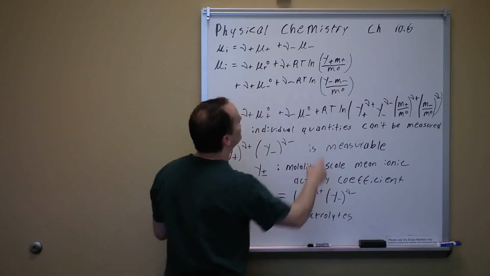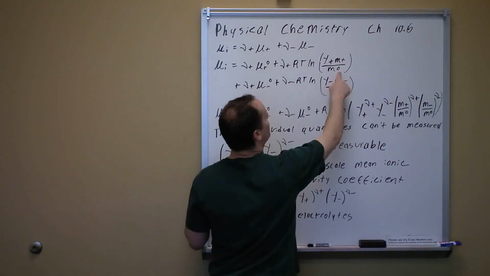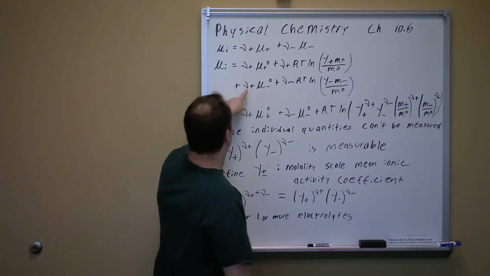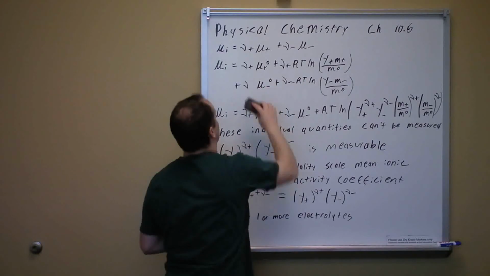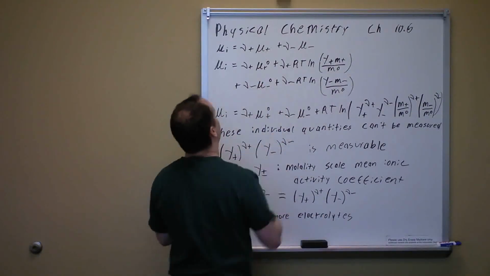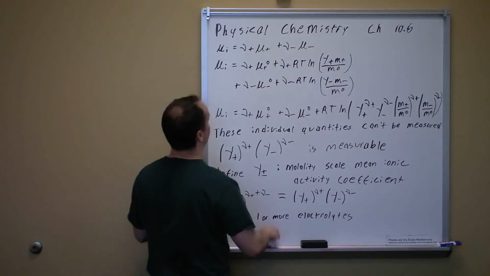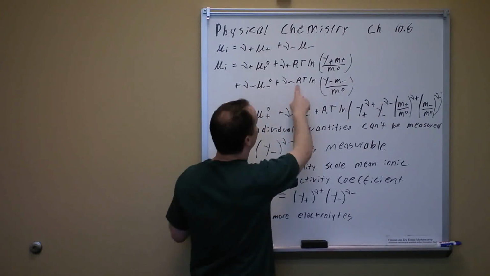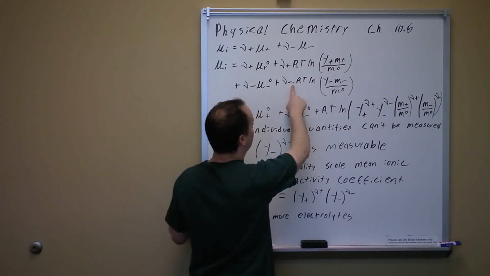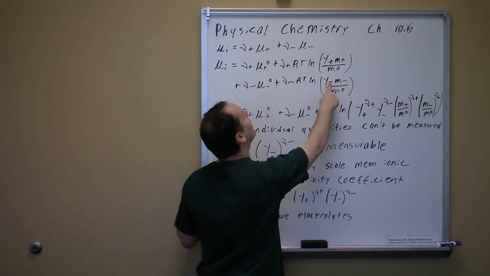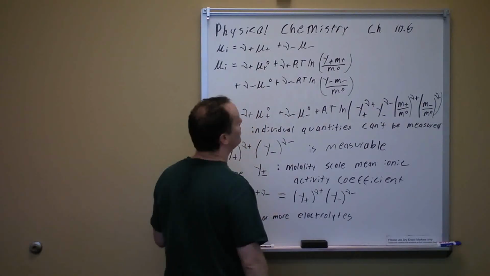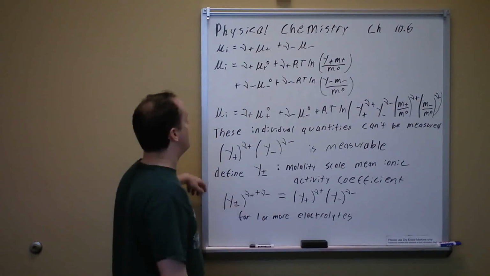activity coefficient times the molality divided by the standard state molality, and then plus, this should be anions, the stoichiometric coefficient of the anions times the chemical potential of the anions in the standard state, plus the stoichiometric coefficient of the anions times RT times the natural log of the activity coefficient of the anions times the molality of the anions divided by the standard state.